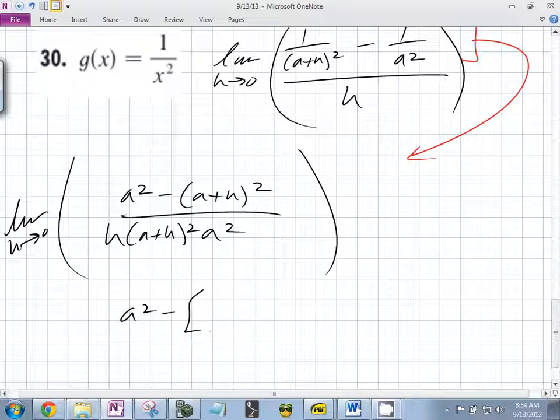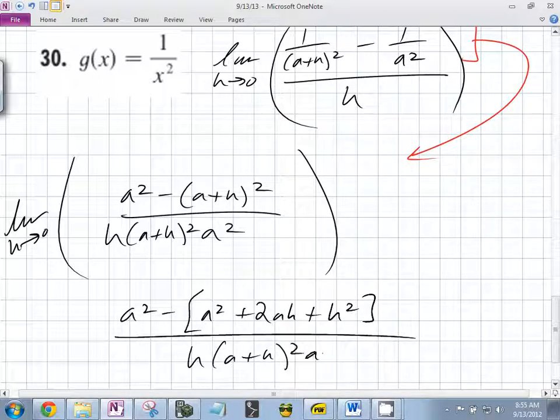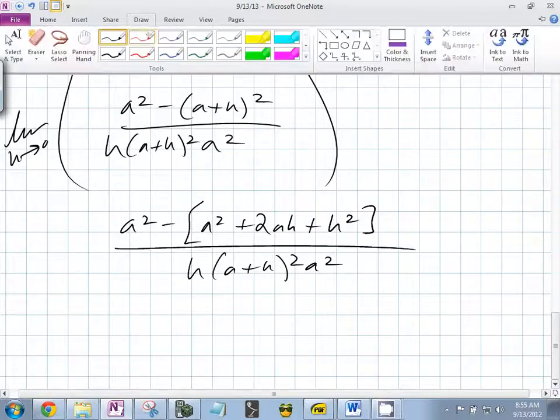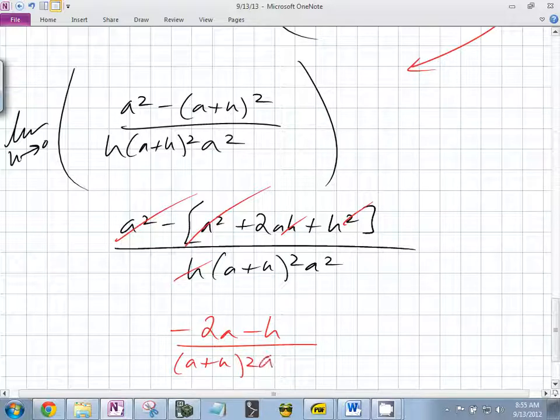What do I have to do now? You have to do the a squared. Yeah, a squared minus a squared plus 2ah plus h squared, over h times a plus h squared times a squared. Don't multiply things out unless you have to. What cancels on top? Those are gone. And then the h's cancel right there, and you're left with what? Negative 2a minus h, all over a plus h squared times a squared, and it's the limit as h goes to 0.